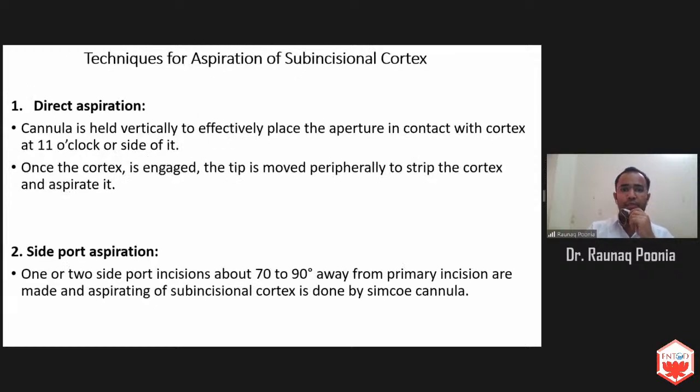Now, there are a few techniques for the aspiration of the subincisional cortex. First is direct aspiration. In this, the cannula is held vertically to effectively place the aperture in contact at the 11 o'clock position or the side of it. Once the cortex is engaged, the tip is moved peripherally to strip the cortex and aspirate it. It is a little difficult technique, and PC rent can occur. The second technique is side port aspiration. One or two side port incisions, about 70 to 90 degrees apart from the primary incision, are made, and aspiration of the subincisional cortex is done by the Simcoe cannula.